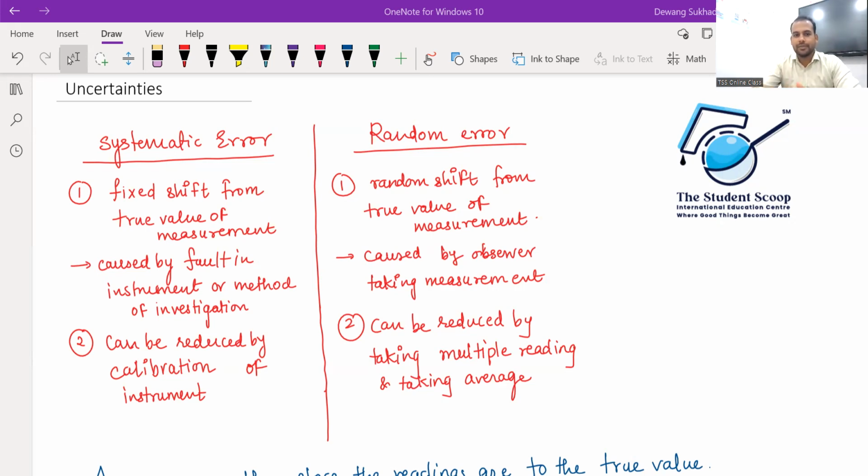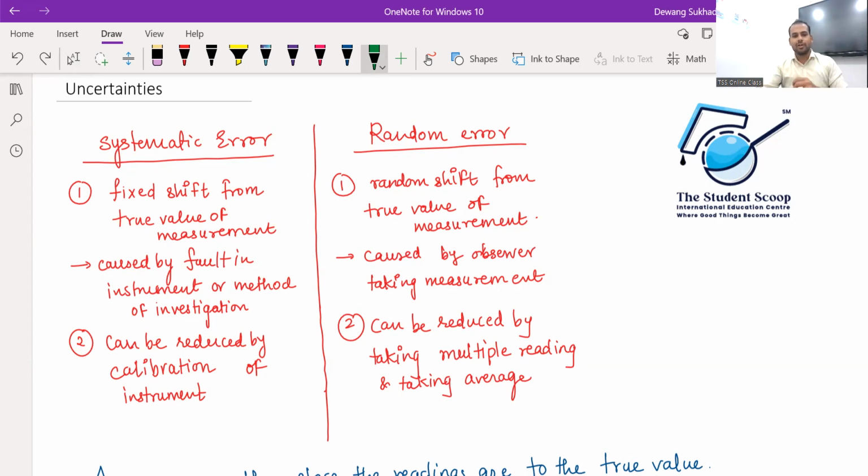There are two kinds of errors that we usually make while making any measurements in an experiment. There is a systematic error and there is a random error. The systematic error is a fixed shift. So usually what is error? It is basically how you deviate from the true value. If the deviation from the true value, the shift, is fixed, then that's a systematic error. If your deviation from the actual value is varying, that is a random error.